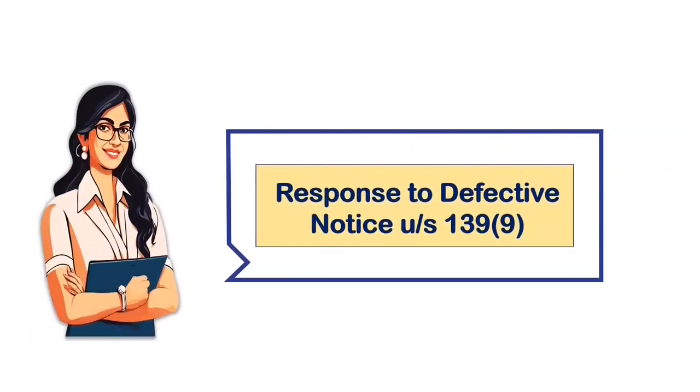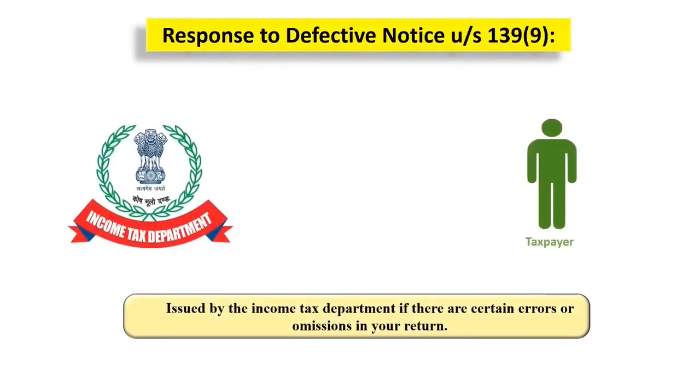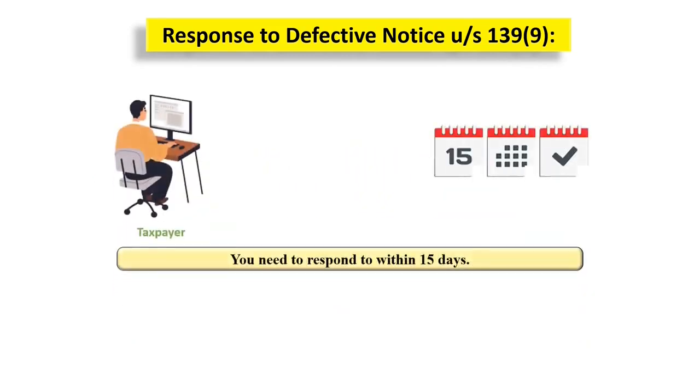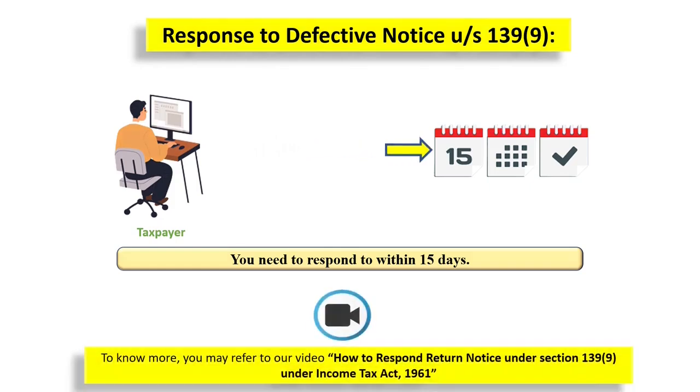Let us now look at response to defective notice under section 139 subsection 9. This is a notice which is issued by the income tax department if there are certain errors or omissions in your return. You need to respond within 15 days. You may refer to the video on response to defective notice under section 139 subsection 9 to know more.